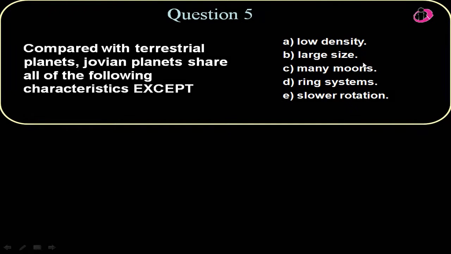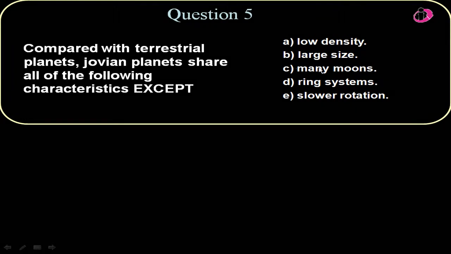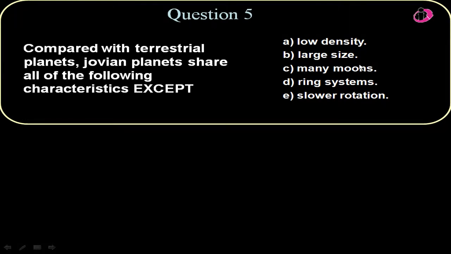Jovian planets all are a large size, much larger than the terrestrial planets. They have many moons. Every Jovian planet has at least 8 moons, and Mars has 2 moons. So, in comparison, the terrestrial planet has the most moons. All the Jovian planets have ring systems around their equators. So the only thing they don't have is a slower rotation because they all are rotating faster than the terrestrial planets.